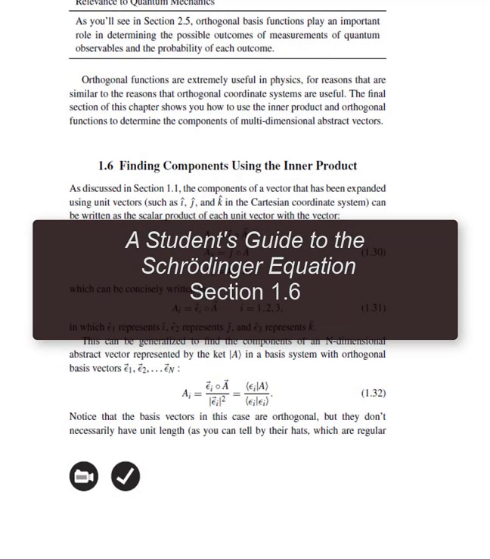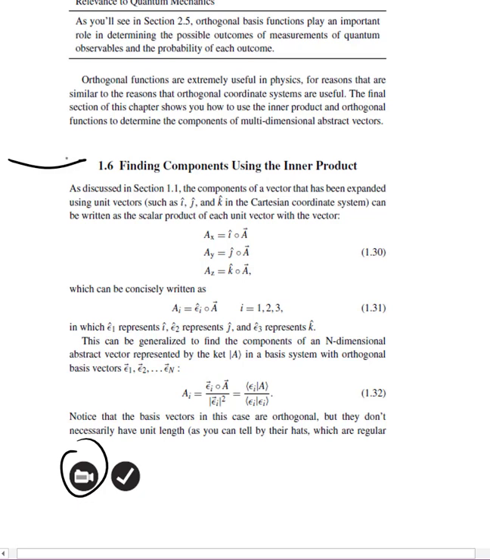Hi, this is the video for section 1.6, the final section before the problems of chapter 1 of A Student's Guide to the Schrödinger Equation. This whole section is about using the inner product to find components. You've already seen how this works for vectors.